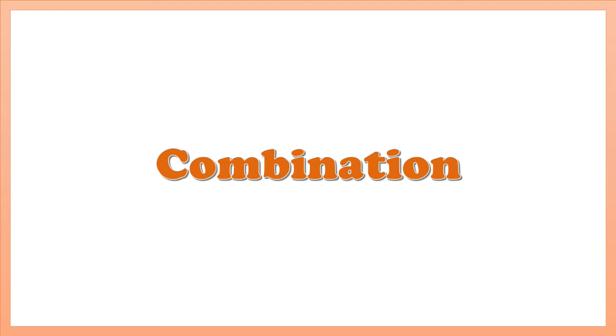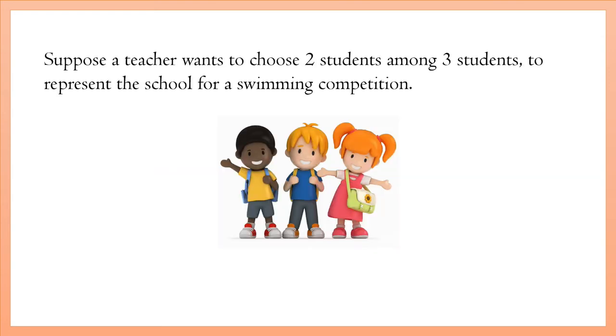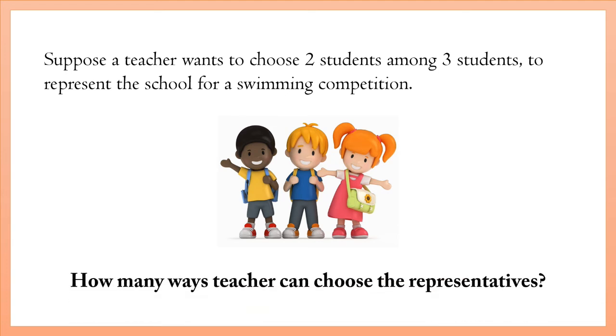Now we will learn about combination. Consider this example. Suppose a teacher wants to choose 2 students among 3 students to represent the school for a swimming competition. How many ways can the teacher choose the representatives? Try it out before I show you the answer.